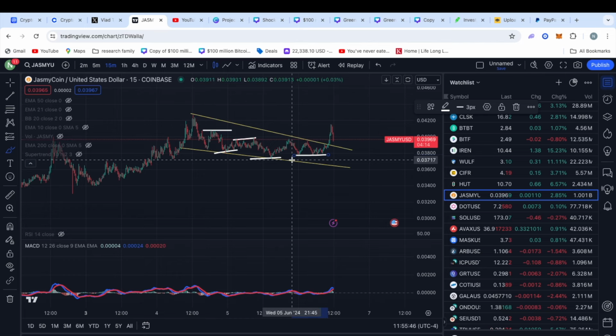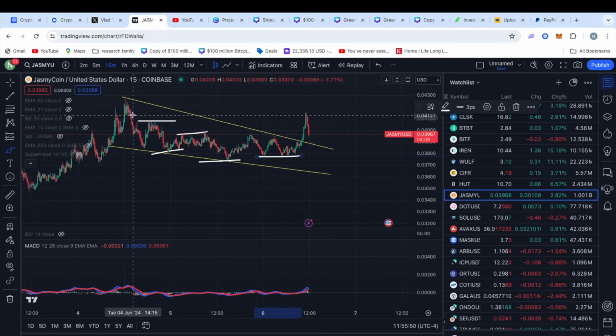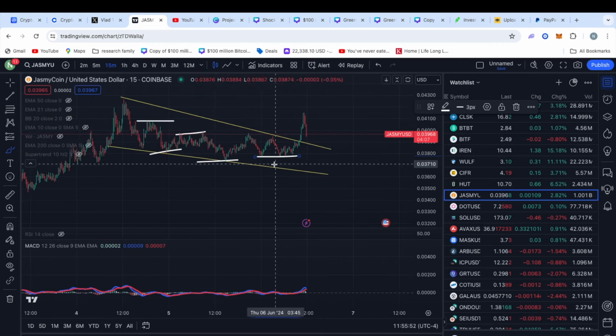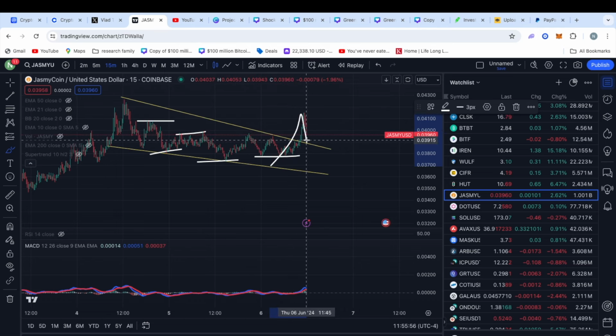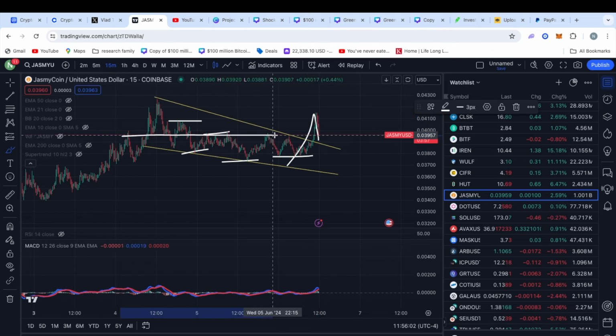Now we have something else happening. We broke out of the downtrend. Look at this move right here. We are retesting the breakout. Previous resistance is now going to become support.